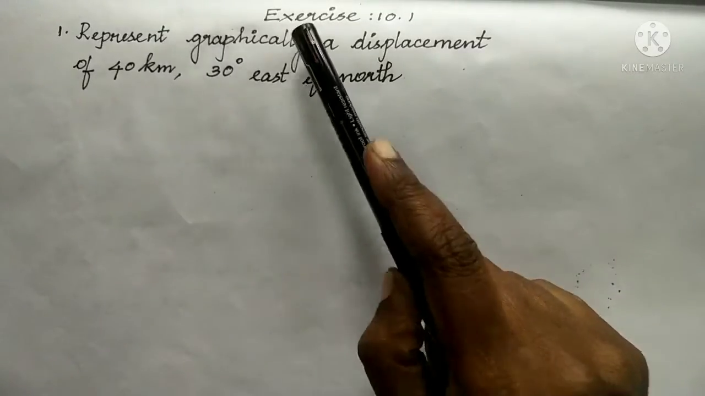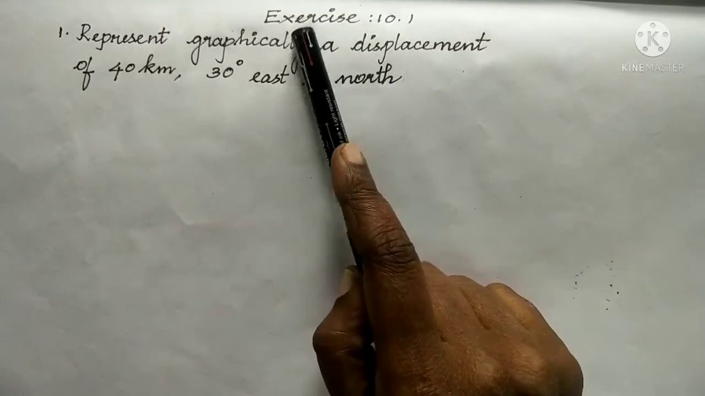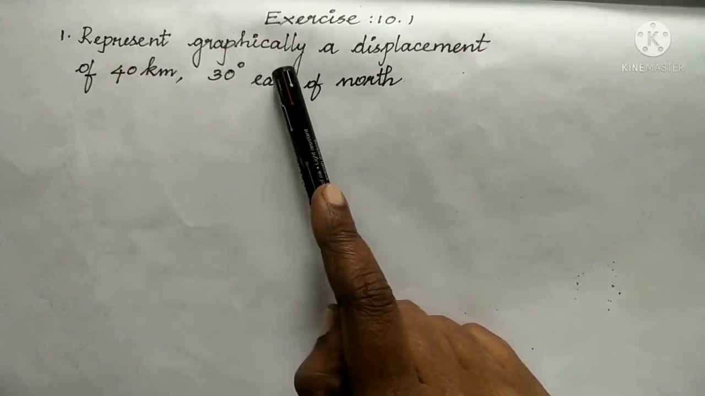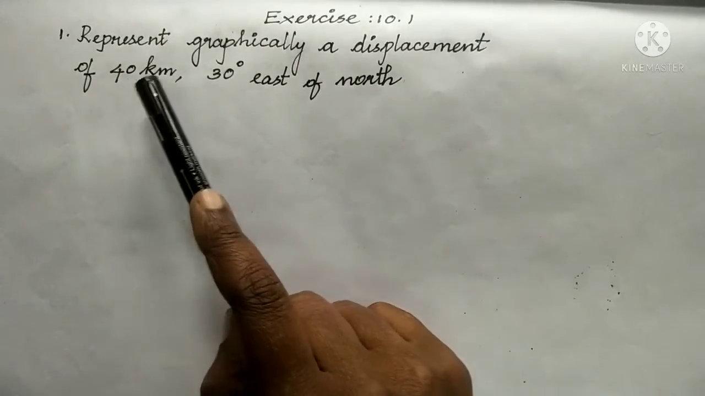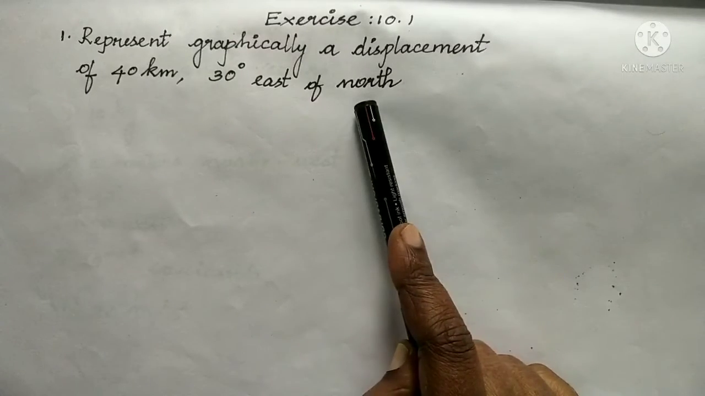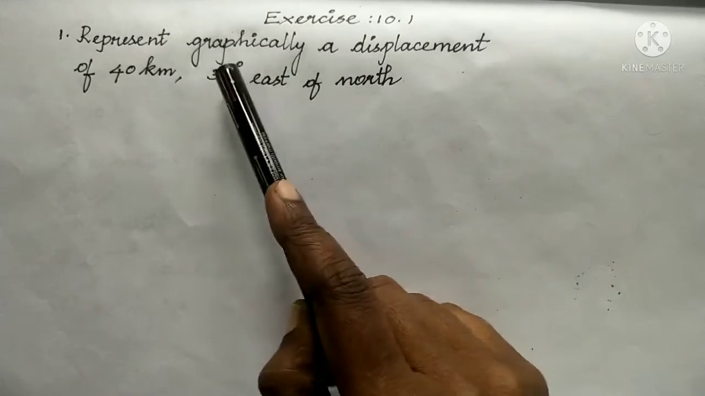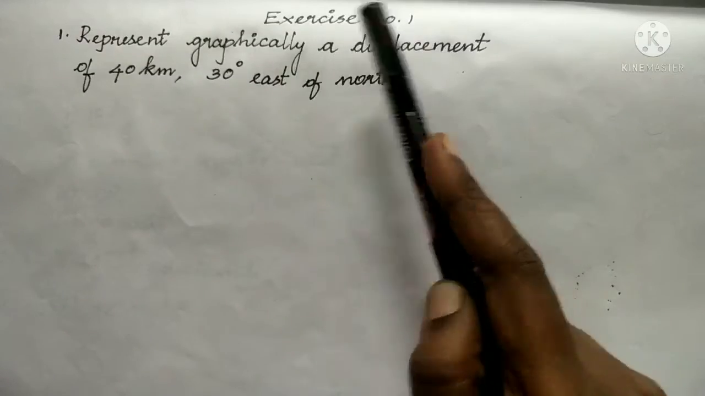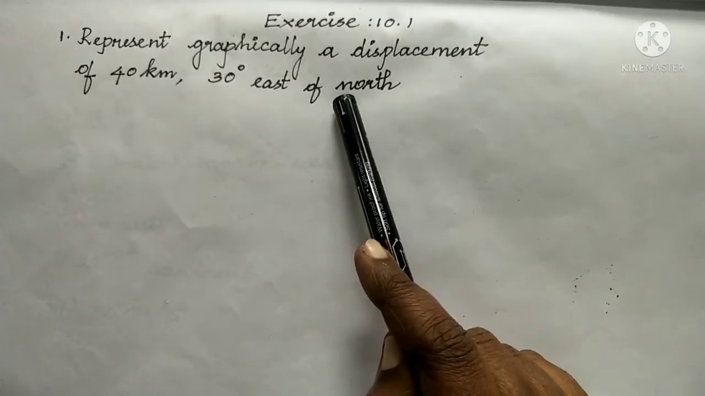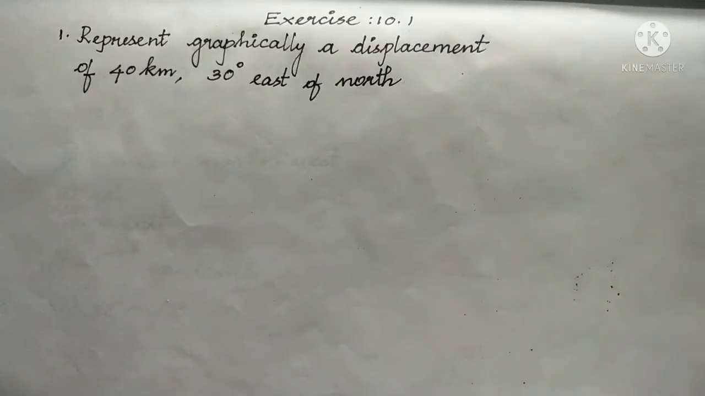Hello students, in this video we will learn exercise 10.1. First question, represent graphically a displacement of 40 km 30 degree east of north. That is, we are going to represent graphically a displacement of 40 km which is 30 degree east of north. For this, first we will draw the directions.